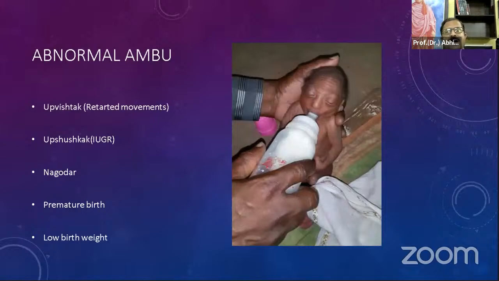Okay, abnormal ambu. Our acharyas have told that due to the abnormal supplementation of ambu to the child, what can happen? So they have told upavishtak, then upashushtak. These are the conditions which are related to the growth and development of the fetus inside the uterus. Okay, intra-embryonic development, what we can say.